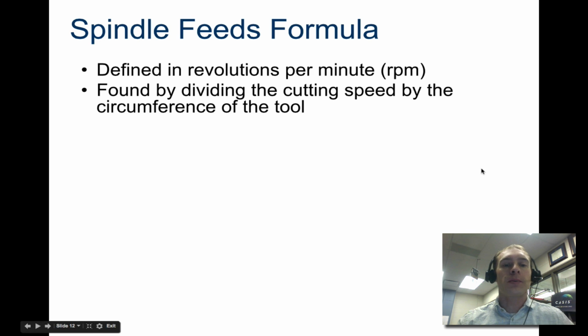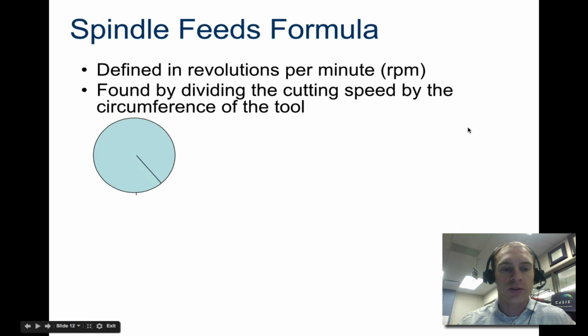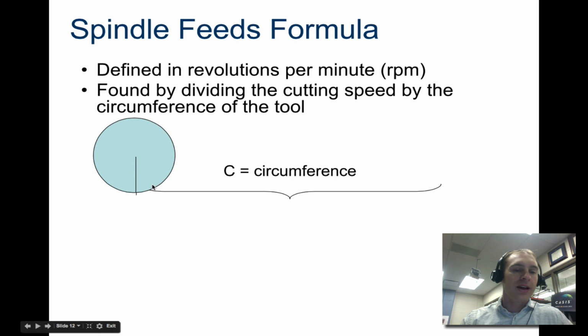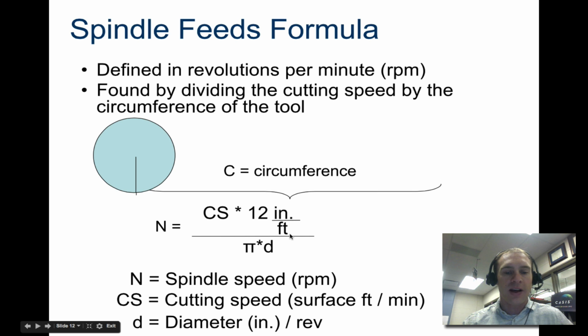So a spindle speed formula is defined in RPM, and you divide the cutting speed by the circumference of the tool. That was neat, huh? Let's take a look at this formula. That little thing going all the way around represents this wheel as it's spinning, and this length would be its total circumference, and circumference is found by pi times the diameter. So we take cutting speed times 12 divided by the circumference, or pi d, and that gives you the spindle speed.